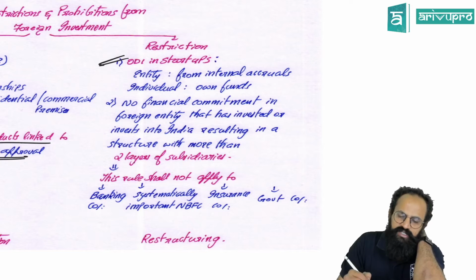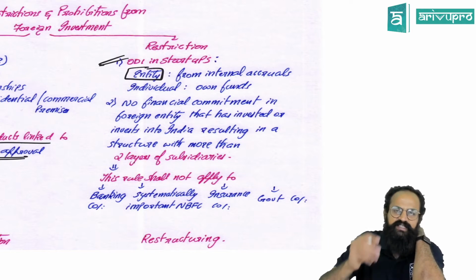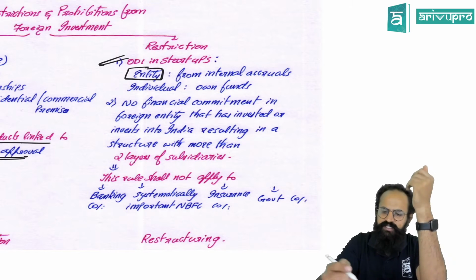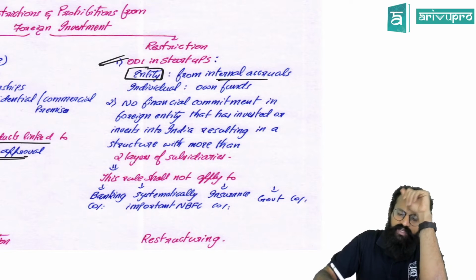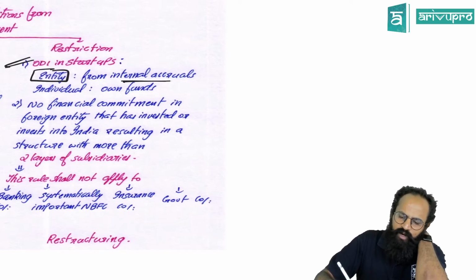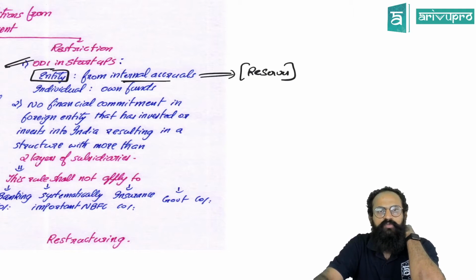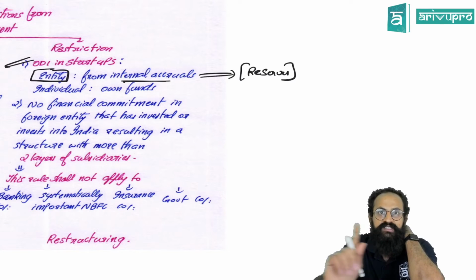First, who is investing? If it is an entity, that is an LLP, company, registered partnership, or body corporate, they can invest only out of their internal accruals. That means you can invest only out of your reserves. You cannot invest out of borrowed funds. You cannot raise capital here and invest it there. This is not allowed.